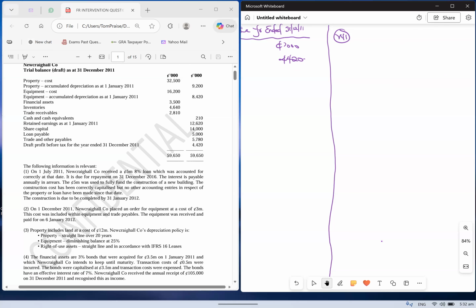The 5 million was used to fully fund the construction of a new building. The construction cost has correctly been capitalized, but no other accounting in respect of the property or loan has been made since that date. The construction was completed on 31st January 2012. That's the next year.